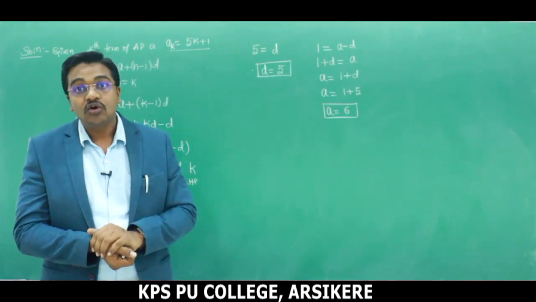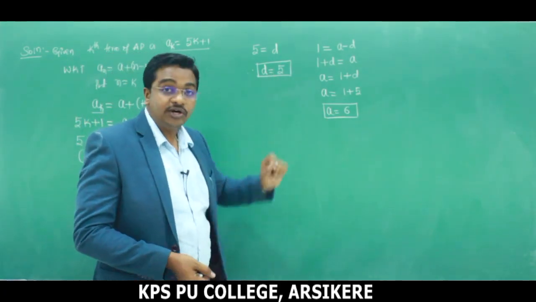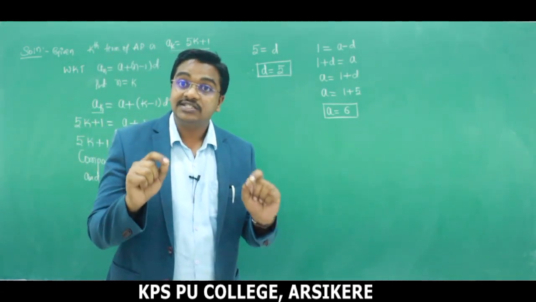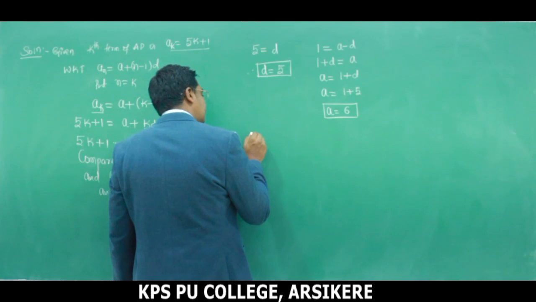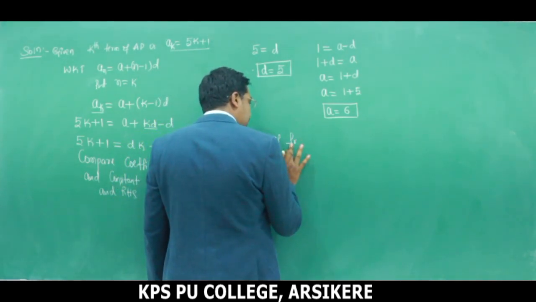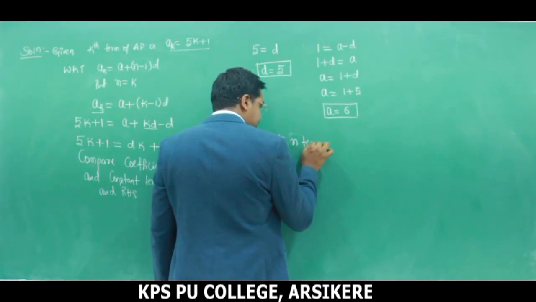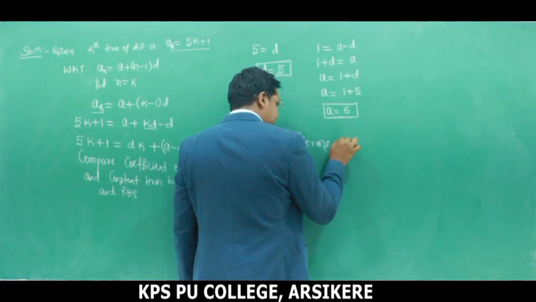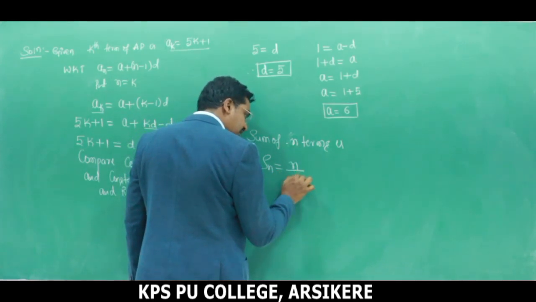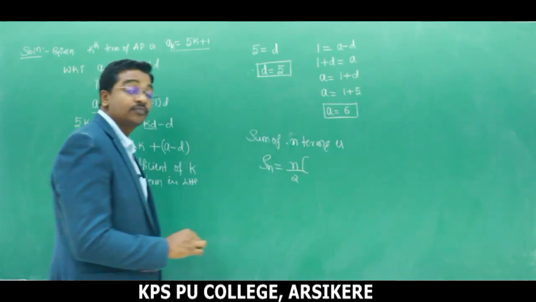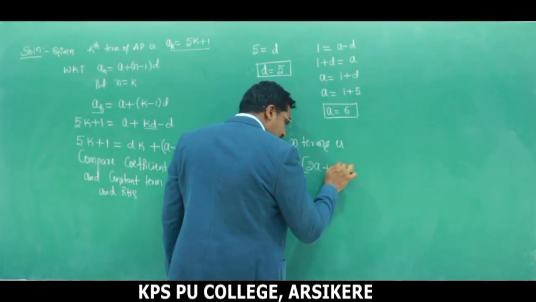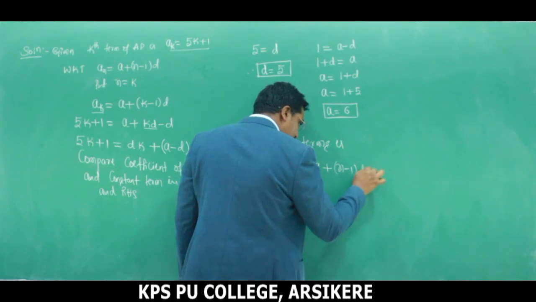The first term and common difference have come. So next we have to find the sum of first n terms. Sum of n terms, write the formula: Sn is equal to n divided by 2 into, what is the formula? Very good, 2a plus n minus 1 into d.